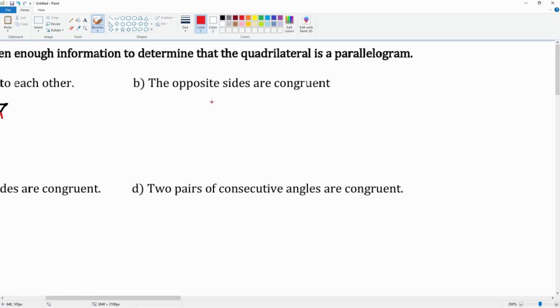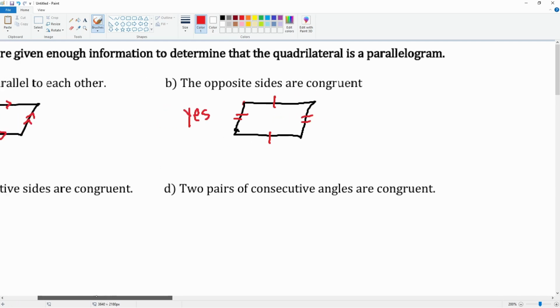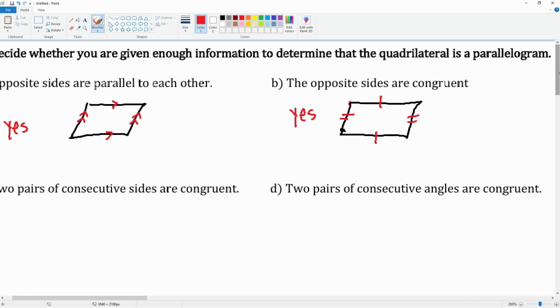And next, let's draw our parallelogram. And it says the opposite sides are congruent. Well, this is congruent to this. And then this left side is congruent to this side. This is also a yes. That is one of the other properties. Opposite sides are congruent for a parallelogram.